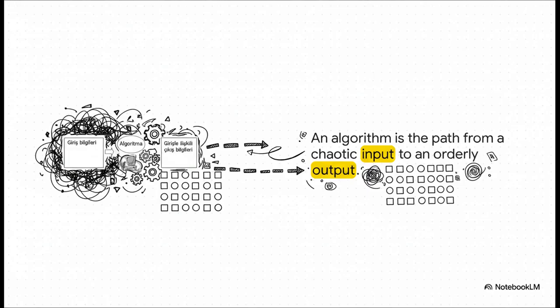As you can see right here, it's basically the recipe, the path that guides the process from a chaotic input to a nice, orderly output. Sorting algorithms are the specific recipes computers use to arrange data, and today we're going to explore some of the most famous ones out there.